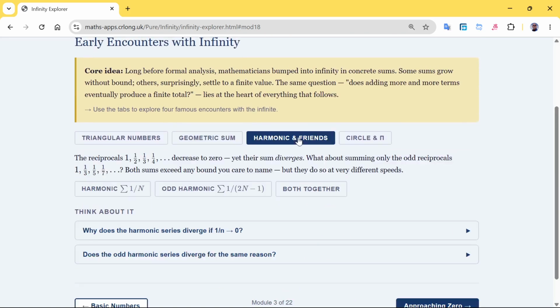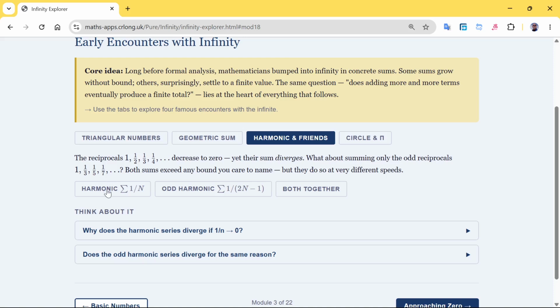And finally, we'll think about what happens when we add the reciprocals of the positive integers. 1 plus a half plus a third plus a quarter plus 1 over 5 plus 1 over 6. And the individual terms are getting smaller, but we can show that the sum never reaches a finite number.